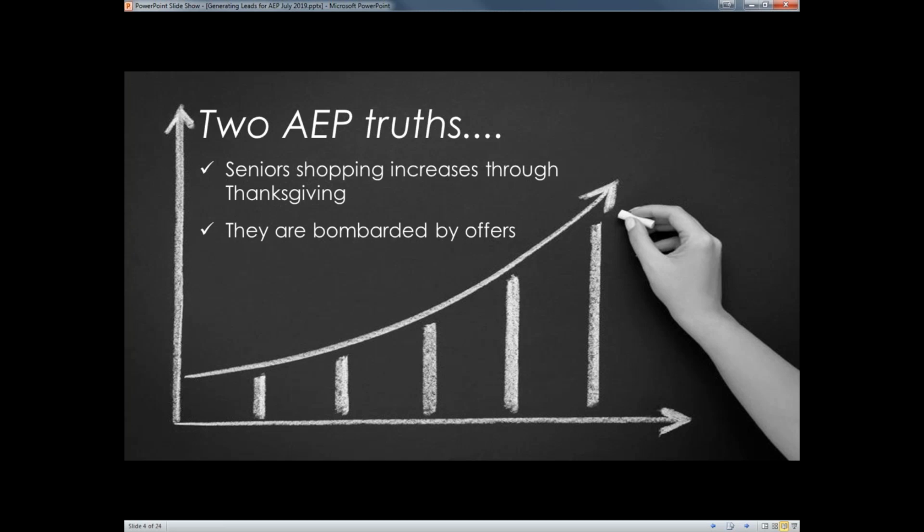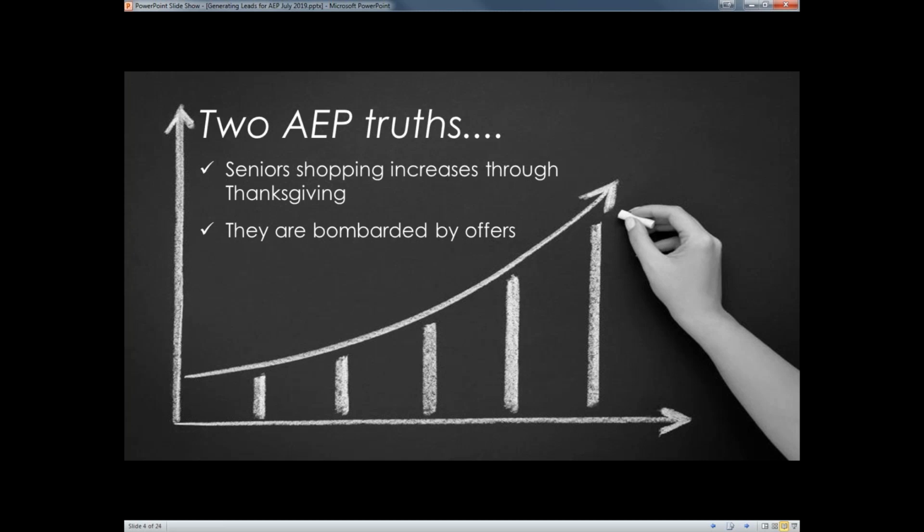that we can market. And there are two enduring truths that I know about AEP that have been around ever since AEP started. Seniors start shopping, and that activity increases pretty much all the way through Thanksgiving. By the time Thanksgiving rolls around, they've pretty much made up their mind. You still see some stragglers who are shopping, but they begin to really do the buying if they haven't.